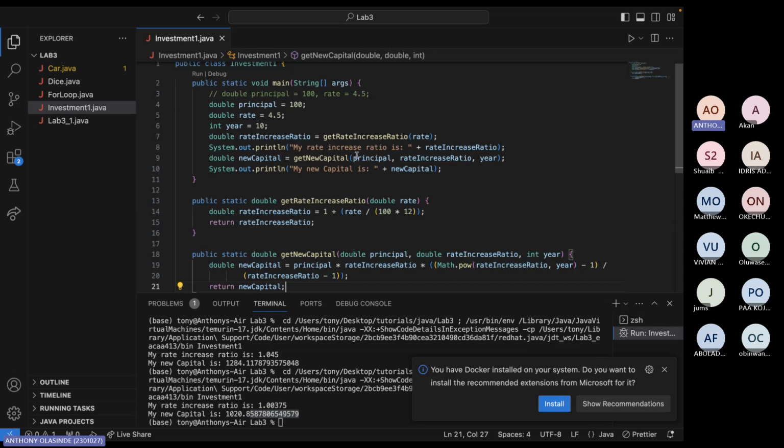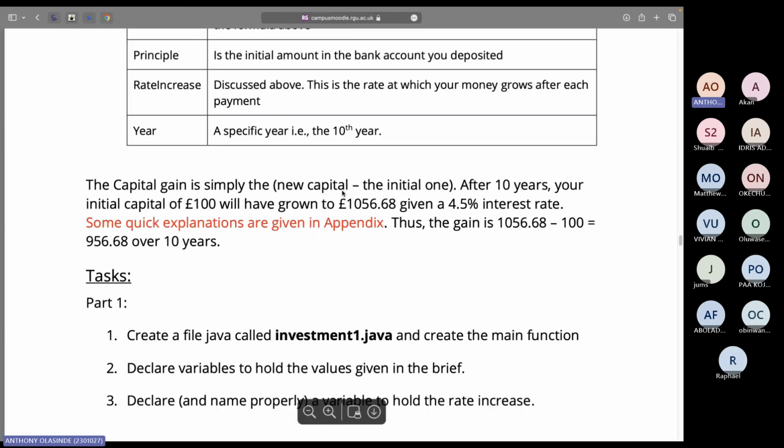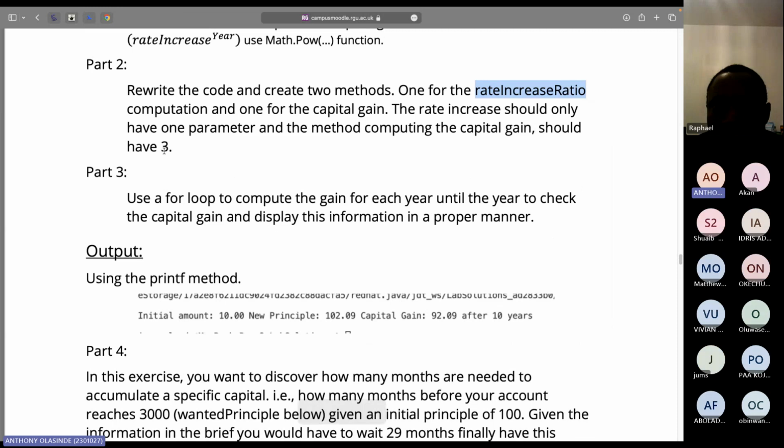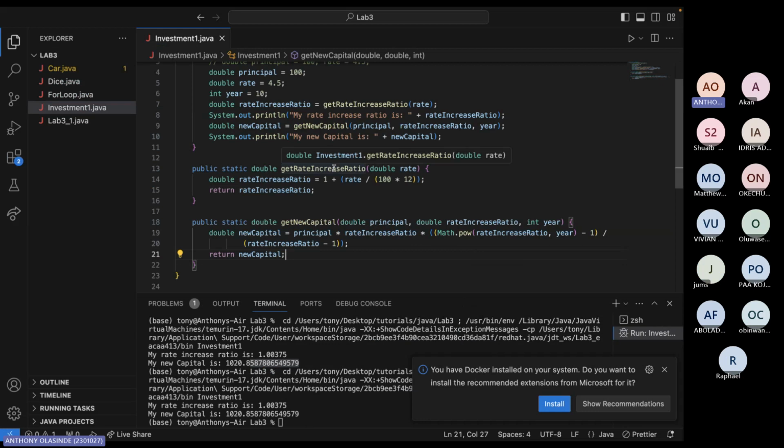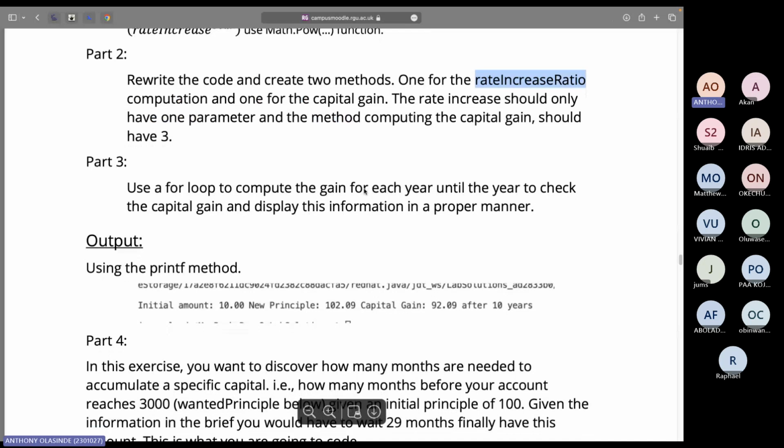So return that and let's run it again. It should still be good. Yep. So we get that. Then let's go to the next part. The rate increase should only have 1 parameter, and the method computing the capital gain should have 3. So 1 parameter for rate increase, 3 parameters for getting your capital. So use a for loop to compute the gain for each year until the year to check the capital gain and display this information in a proper manner.